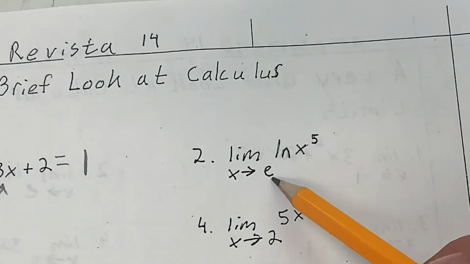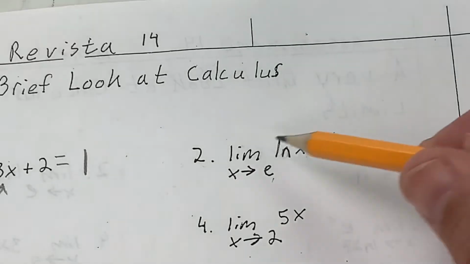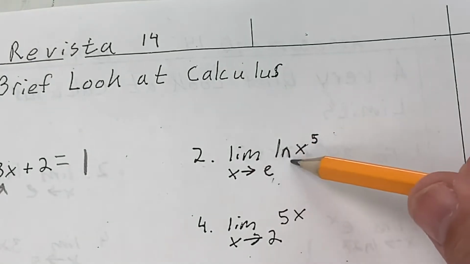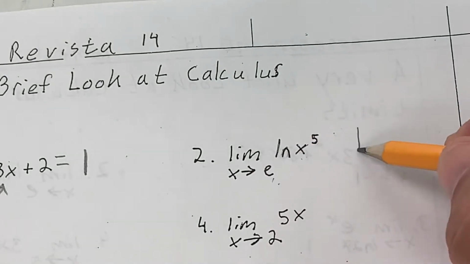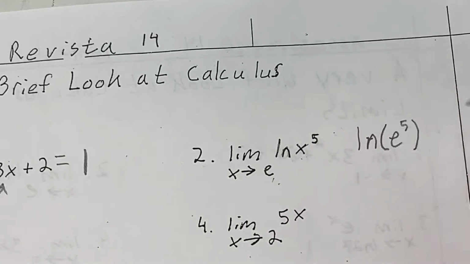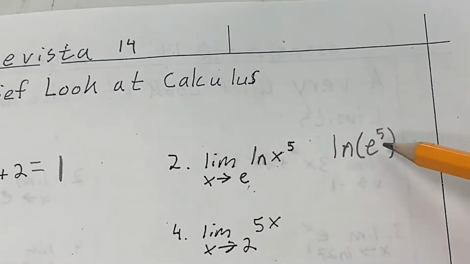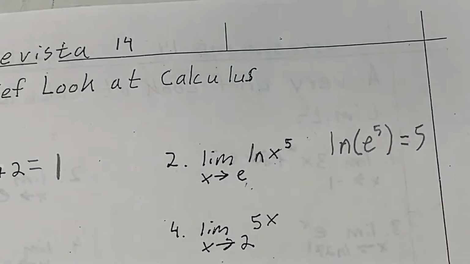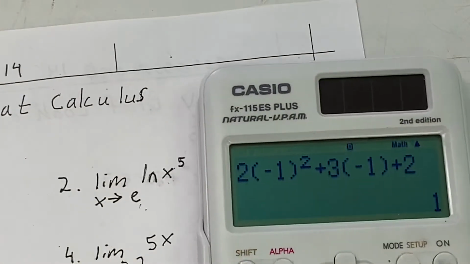Now this one's a little tricky. So I want to take the e and plug it in for x. So my limit as x approaches e of ln of x to the 5th is basically going to be ln of e to the 5th. Now I can do this in my head. ln and e cancel out. So my answer's just going to be 5. Again, if you don't trust that, you can actually use the calculator.